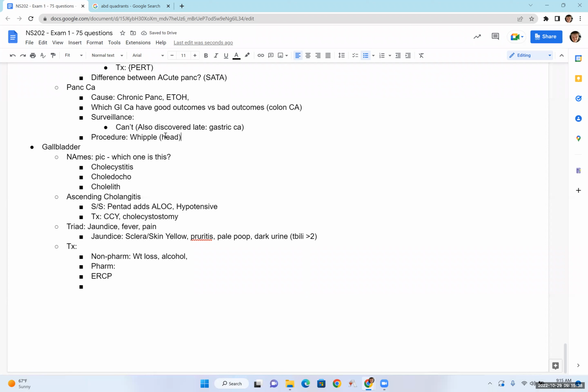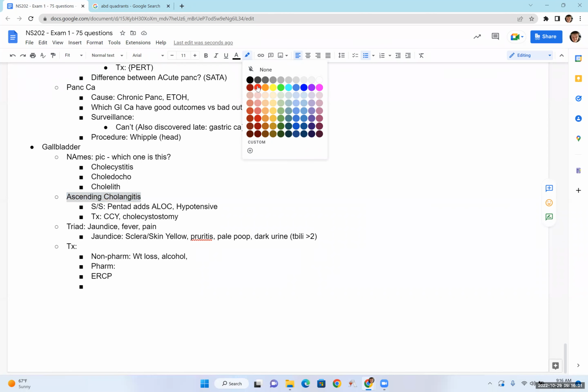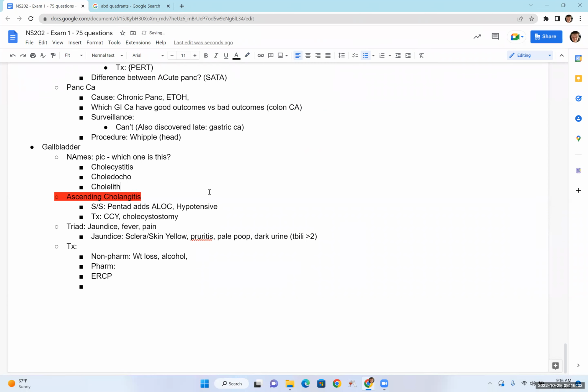So on the gallbladder, what are your gallbladder things? You want to recognize the names, identify if it's a choledocholithiasis, a cholelithiasis, or a cholecystitis, or an ascending cholangitis. And which one's the worst one? So you definitely need to recognize those symptoms. I'll copy this document to the folder and you can highlight it and do whatever you want with it. That way you can say, oh, that's life-threatening, I should know that.